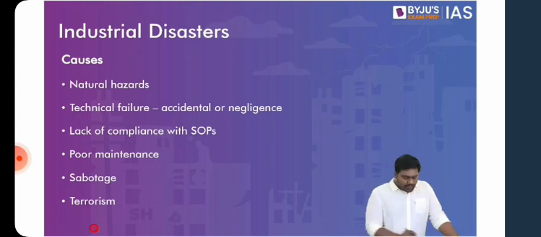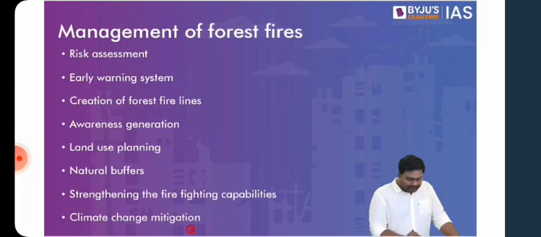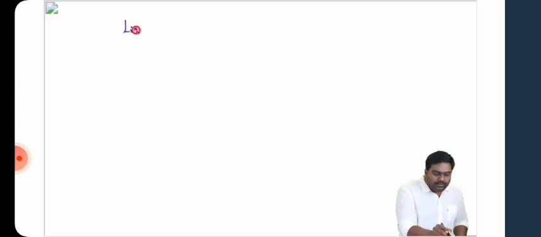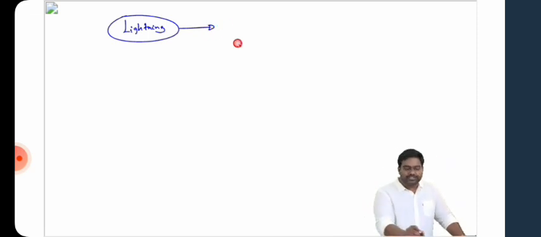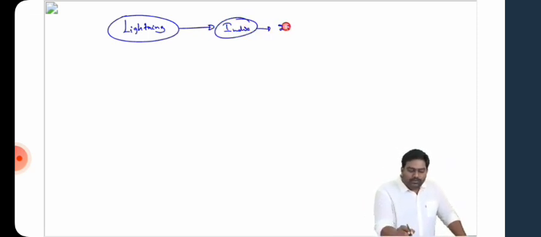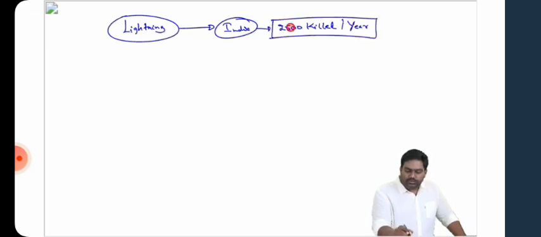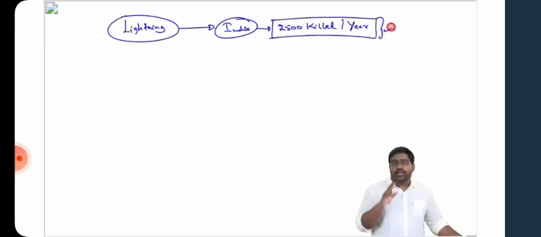Is that clear? So before I take up some questions, I would like to give you an important point about lightning. Remember in the previous class, we did talk about lightning. I told you it is indeed a major disaster, according to experts. In India alone, 2,500 people are killed every single year. Every year, 2,500 people are killed in the country. In the last few decades, more than 1 lakh people have lost their lives due to lightning.